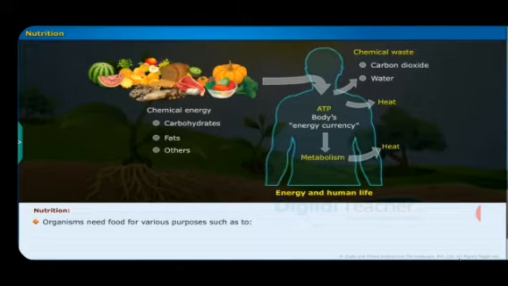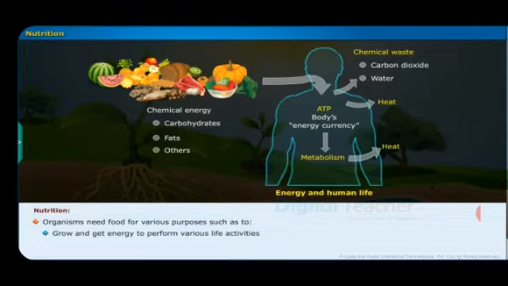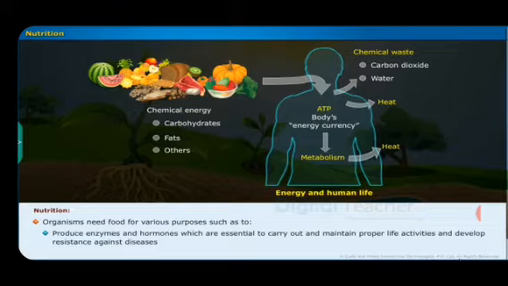Organisms need food for various purposes such as to grow and get energy to perform various life activities, repair the damaged cells and tissues, produce enzymes and hormones which are essential to carry out and maintain proper life activities, and develop resistance against diseases.